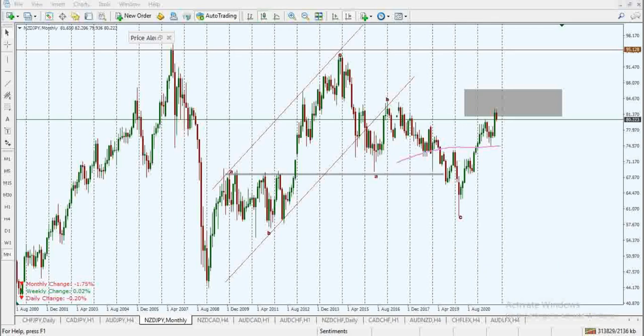Alright, in this video we're going to be using the Elliott Wave and we're going to count the wave for NZDJPY, and we're going to look at possibilities and probabilities as well. We're going to be looking at what is happening, what will happen, and we're going to look at points of possible win. Alright, so let's get into it.